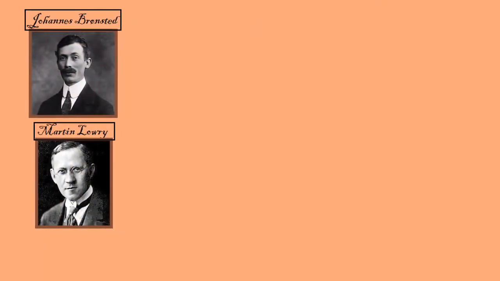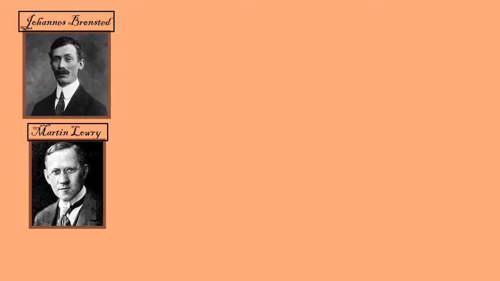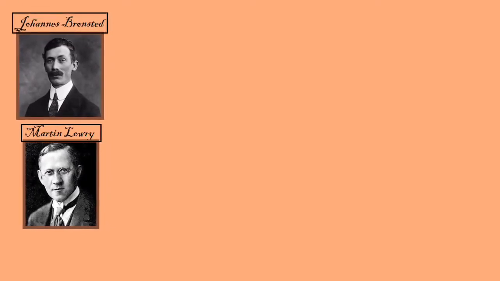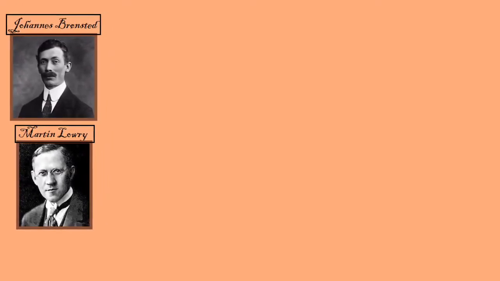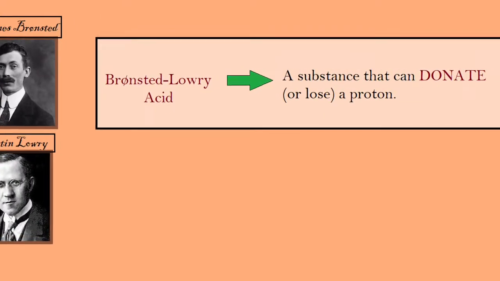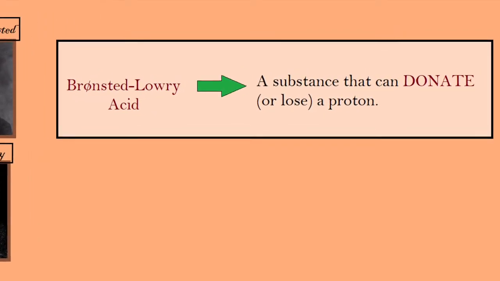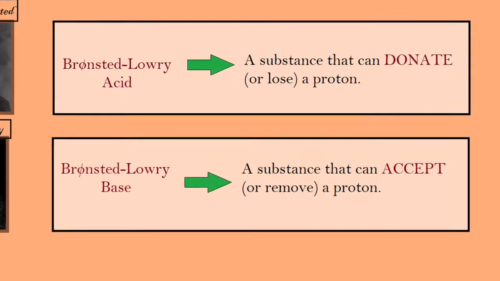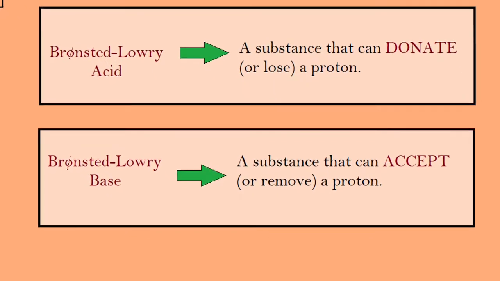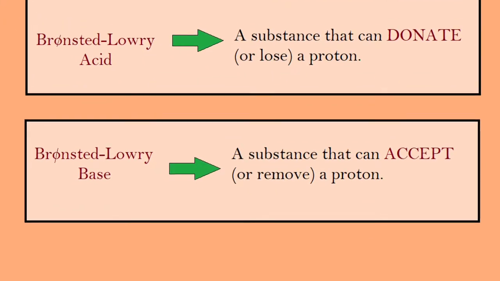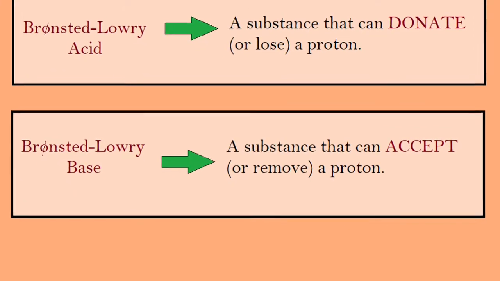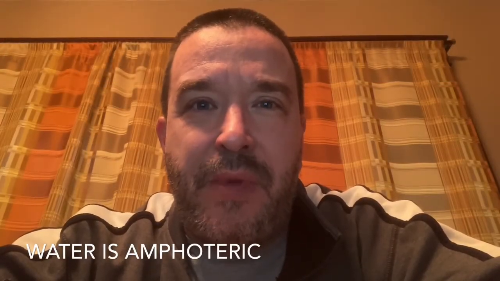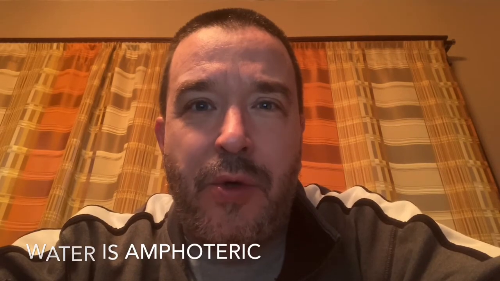Before we get started with an example, we need to define Bronsted-Lowry acids and bases. A Bronsted-Lowry acid is a substance that can donate or lose a proton, while a Bronsted-Lowry base is a substance that can accept or remove a proton. Water is amphoteric, which means it could be a Bronsted-Lowry base or acid.